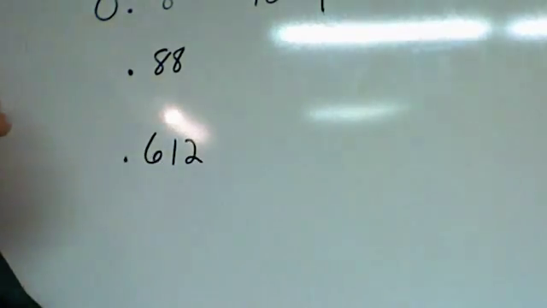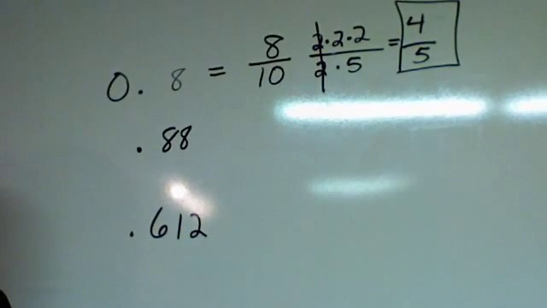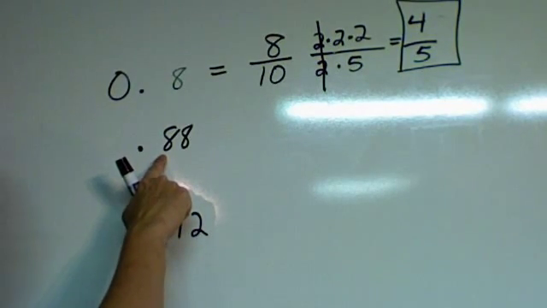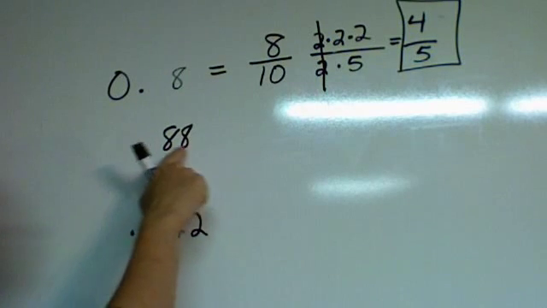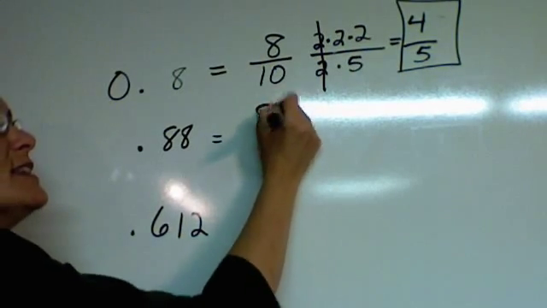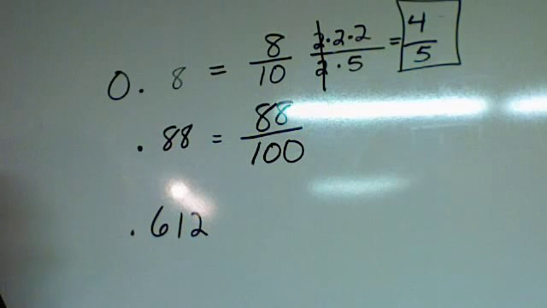So 8/10 is the same as 4/5, using all the rules of fractions that we've already talked about. Starting with this one, 0.88 or 88/100ths, you look to see what place you have. You have 2 decimal places. That means if I have 2 decimal places, I am dividing that into 100ths.